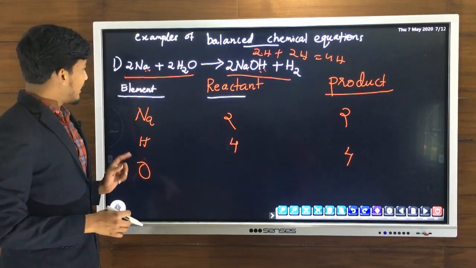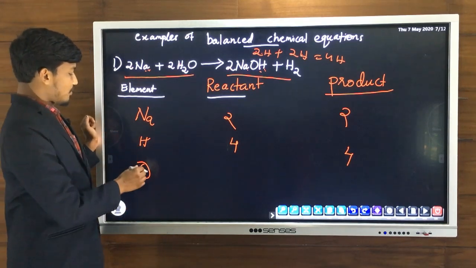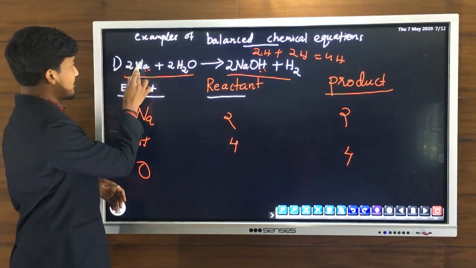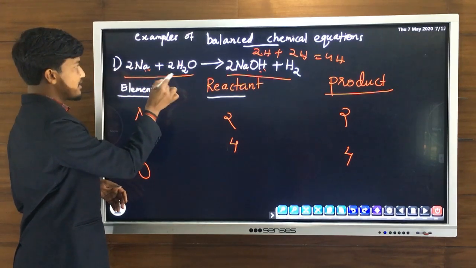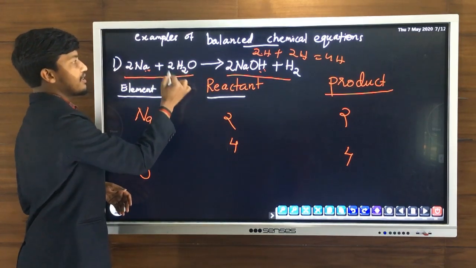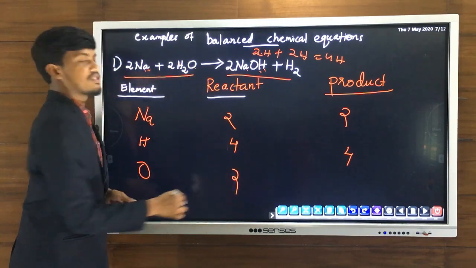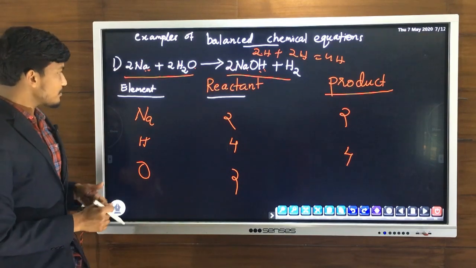Now one atom is left, that is oxygen. The number of oxygen atoms on the reactant side. There is no oxygen in the first reactant, and oxygen is only in the second reactant. So oxygen is here, O1. So 2 into 1, 2. 2 ones are 2. 2 oxygen atoms on the left side.